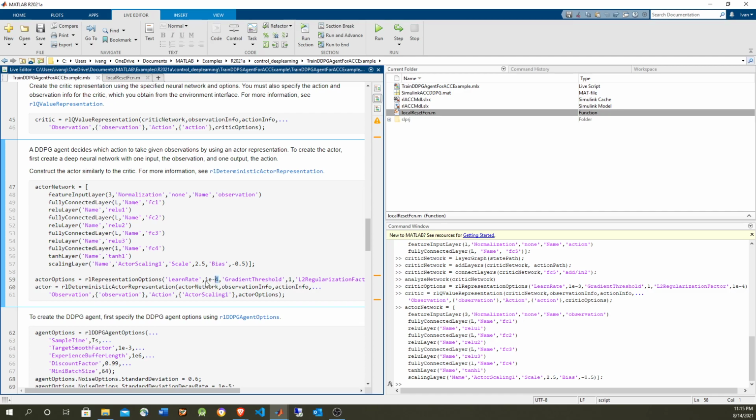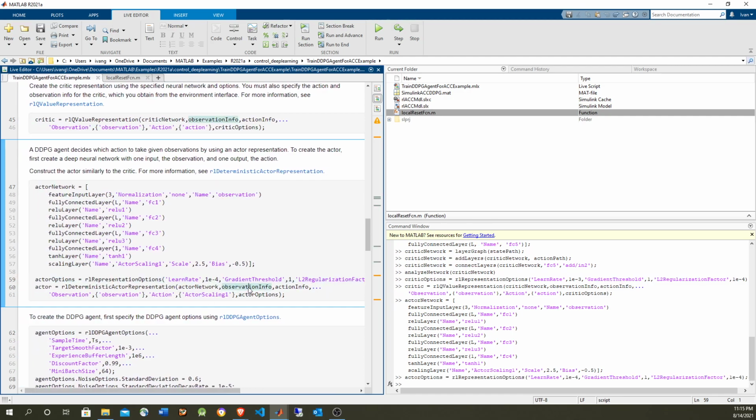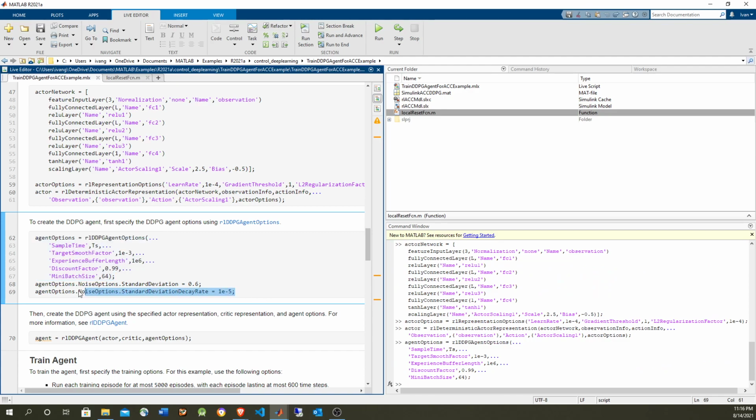Again, we specify a smaller learning rate than the other, and the rest of the parameters are the same. Again, we pass the same observation info and same action info, and we have to indicate the input observation, but in this case the action, instead of being an input, is going to be the output of the network, and we have to put the name of the layer in here. We pass the action options, and we pass the actor network, and now we have the actor. With both of them, now we can create the agent finally. The agent has some options as well: the sample time, smooth factor, discount factor, mini batch, etc. And also some noise options.